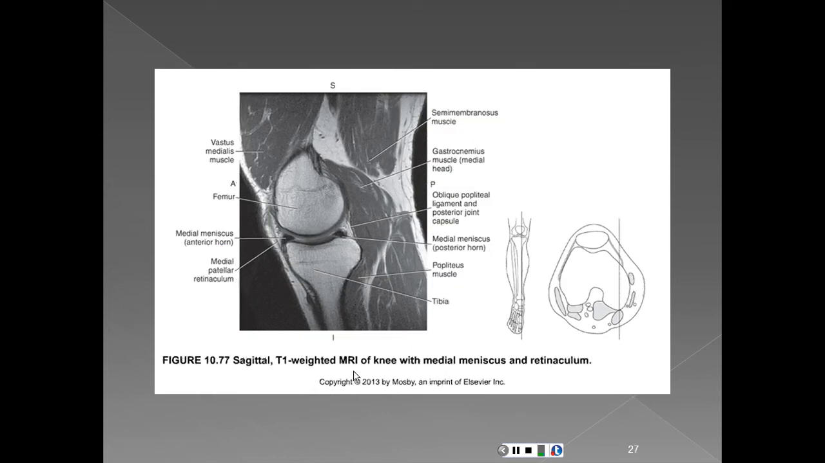Sagittal T1 weighted MRI of the knee with the medial meniscus and retinaculum. So there's the meniscus again, the dark portions. You want to see those dark portions clearly. This is the articular surface. You want to be able to see the articular surface, Blumensaat's line. That's Blumensaat's line. Vastus medialis, semimembranosus muscle. This is the hamstrings, this is the quadriceps. This is the anterior, this is the posterior.